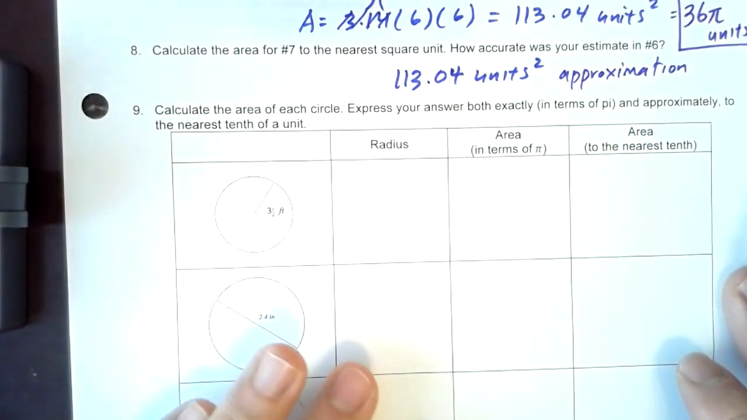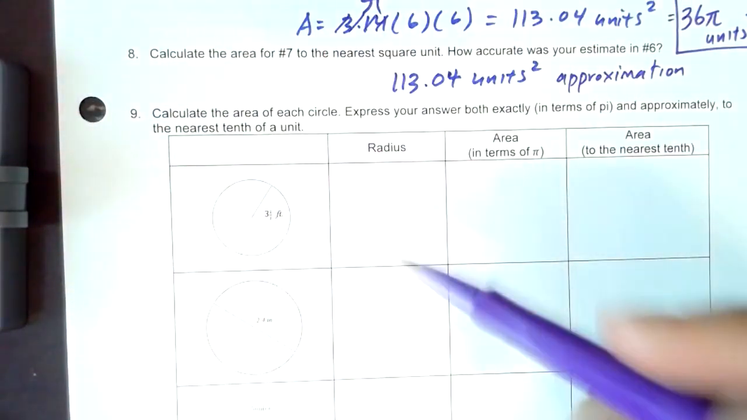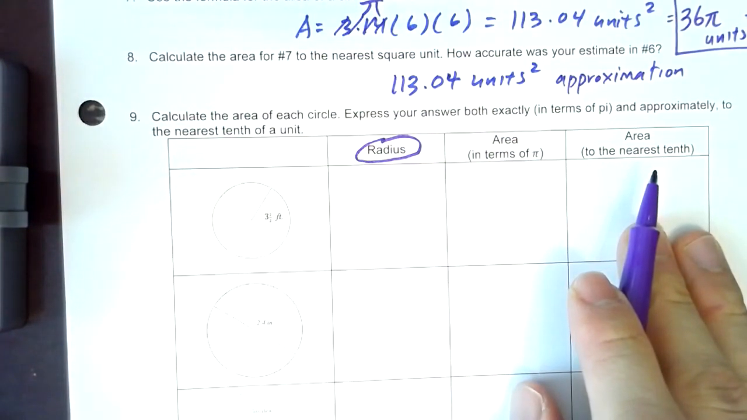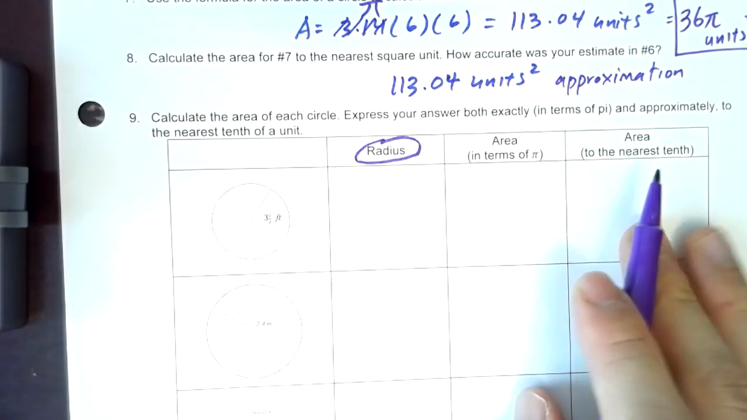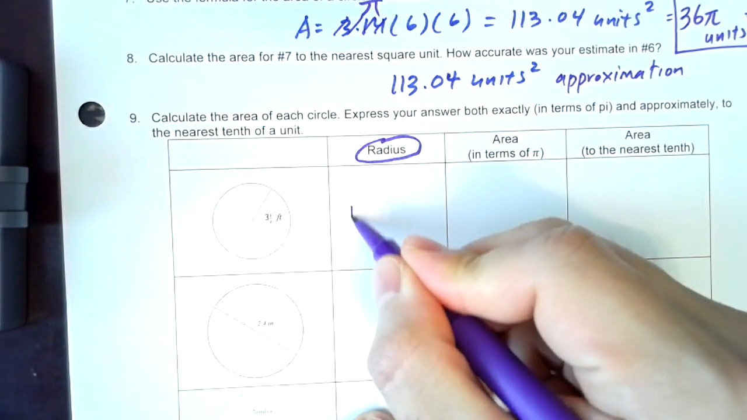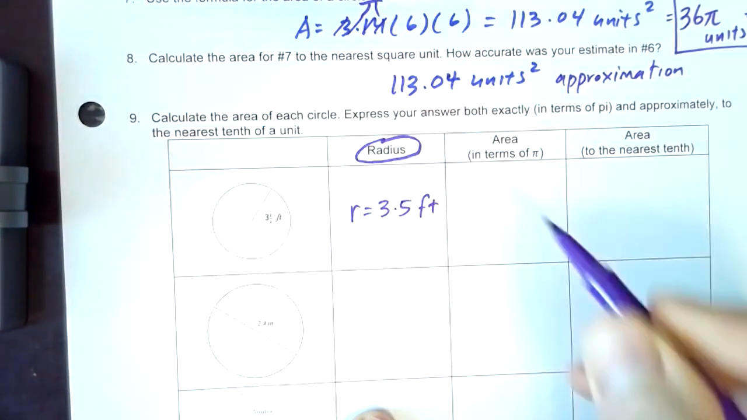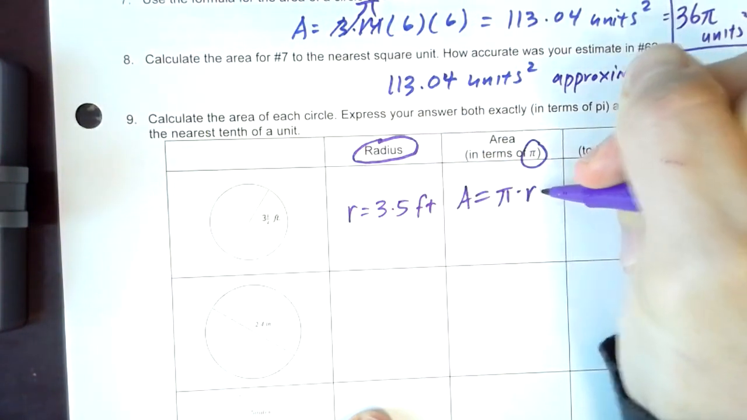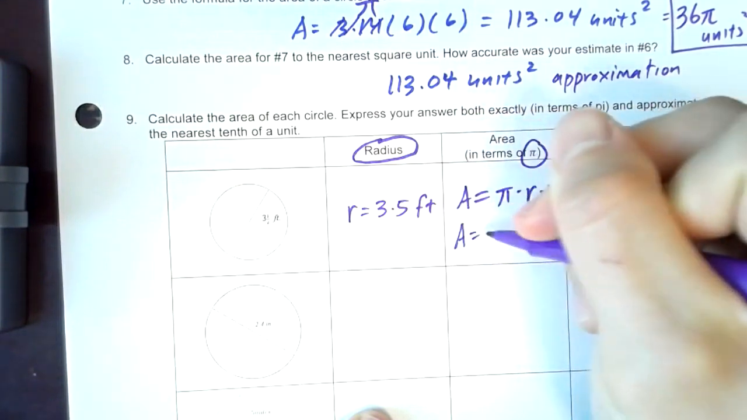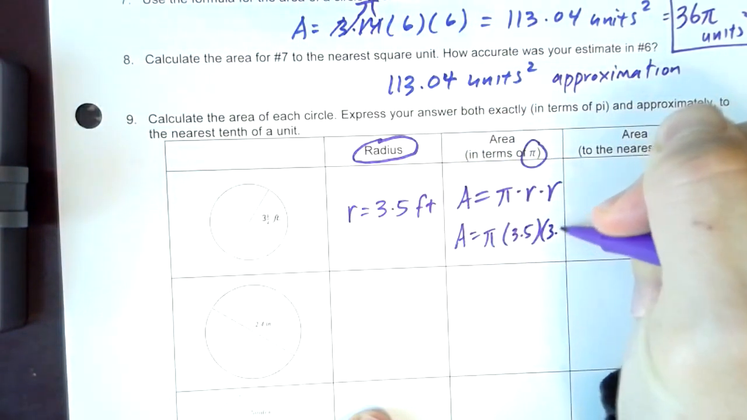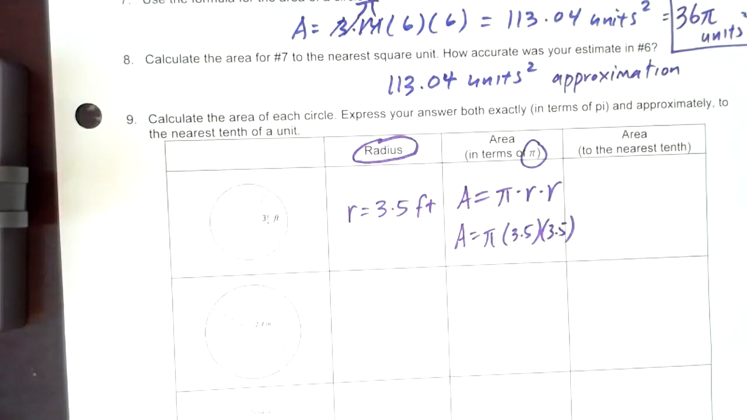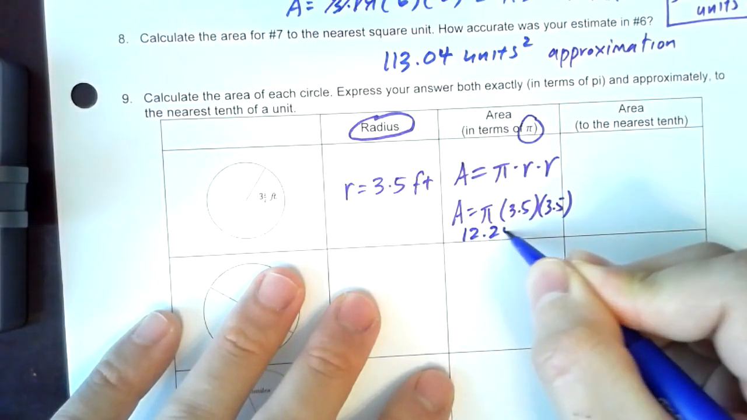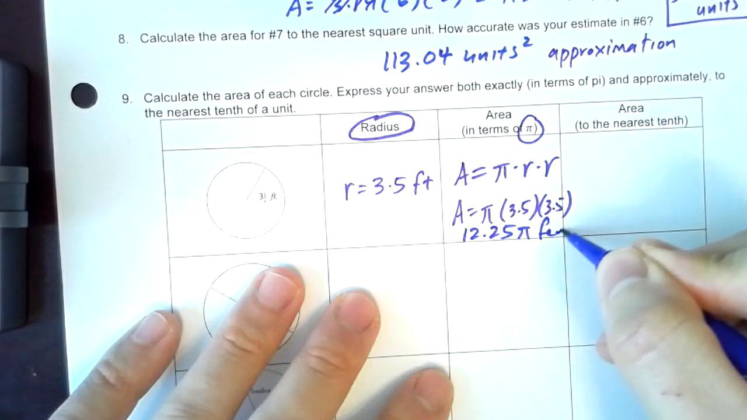Okay, so now let's calculate. And like I said earlier, you always need to know the radius. For area, we never use the diameter in a formula. Okay, so the radius here is 3.5 feet. The area in terms of pi is going to be pi times r times r, which means it's just pi times 3.5 times 3.5. And I know what 3.5 times 3.5 is. That's 12.25 pi, and that's in feet.